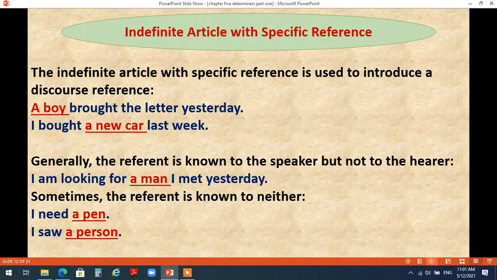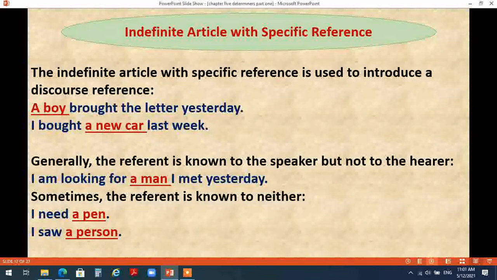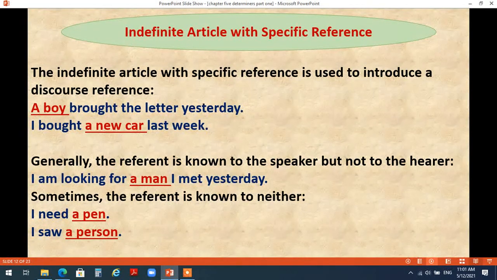Now we come to the usage of indefinite article with specific reference. يعني متى نستخدم أداة التعريف غير المحددة وتكون الإشارة إلى شيء محدد. The indefinite article with a specific reference is used to introduce a discourse reference. إذن كما ذكرنا قبل قليل، حين نشير إلى شيء للمرة الأولى في سياق الحديث فنستخدم ال indefinite article a أو an. For example, a boy brought the letter yesterday.